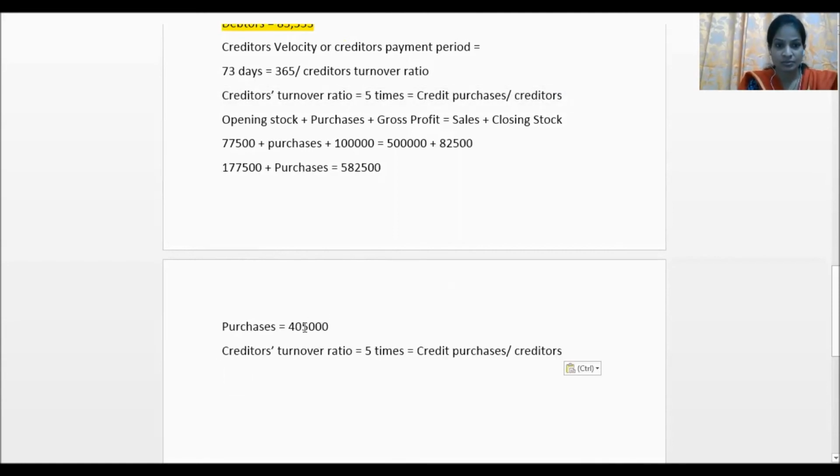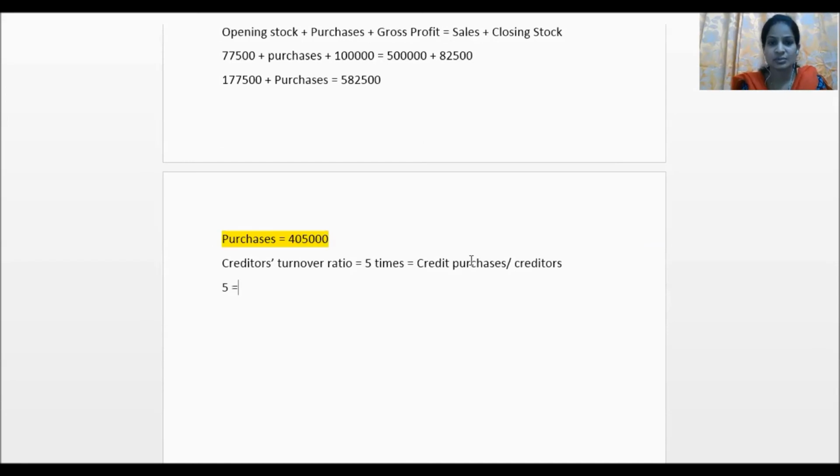Okay. Now purchases are this much. I'm just putting the information. Ratio is 5 times equals credit purchases. This is the amount 4,05,000 divided by creditors, which we don't know, right? Now solve this equation. Creditors will go to this side. 4,05,000 divided by 5, that will be your creditors amount. 4,05,000 divided by 5 comes to 81,000, and that is the amount of creditors.